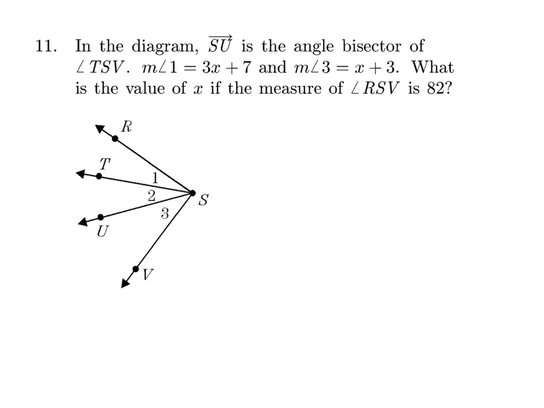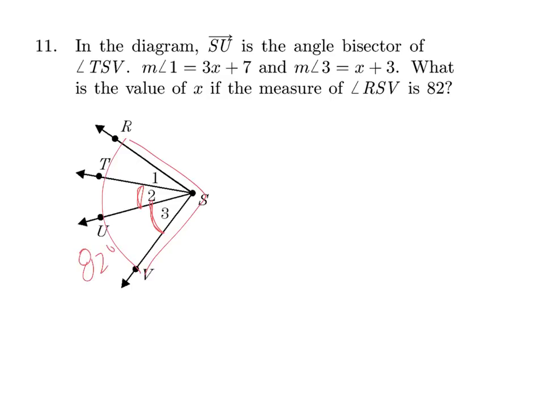Going on to 11. All right, in the diagram, SU is the angle bisector of TSV. All right, angle bisector, so those are both the same. It says measure angle 1 is 3x plus 7. Measure angle 3 is x plus 3. What is the value of x if the measure of RSV, this whole thing, is 82?